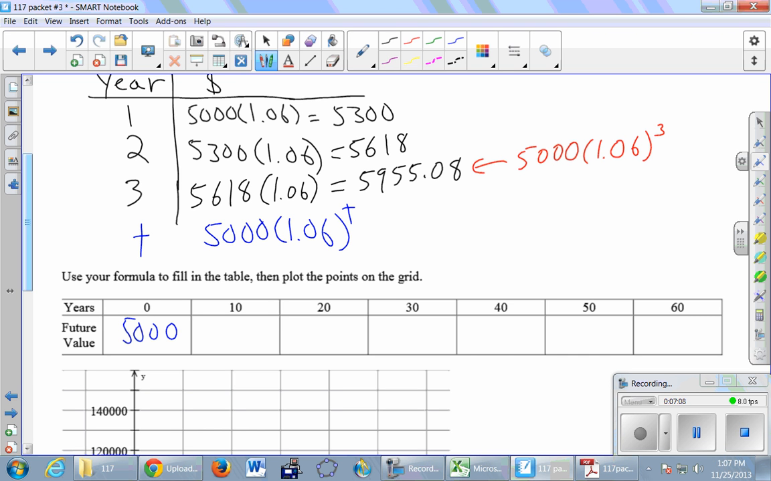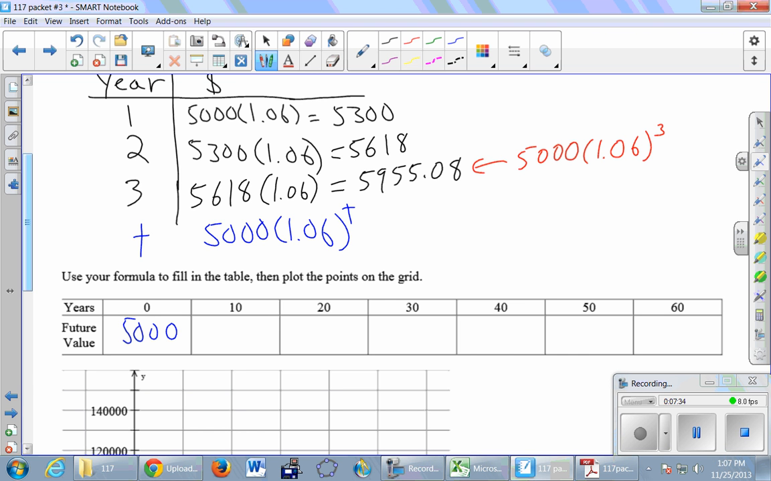Would you rather do this in black or the blue? The blue. Why? That's right. If you want to get to the 10th year and you do the table here in black, you've got to do the first 9 years in order to get the 10th number. But we'd rather just jump to the answer. So we're using blue here, 5,000 times 1.06 to the 10, then fill it in that spot.